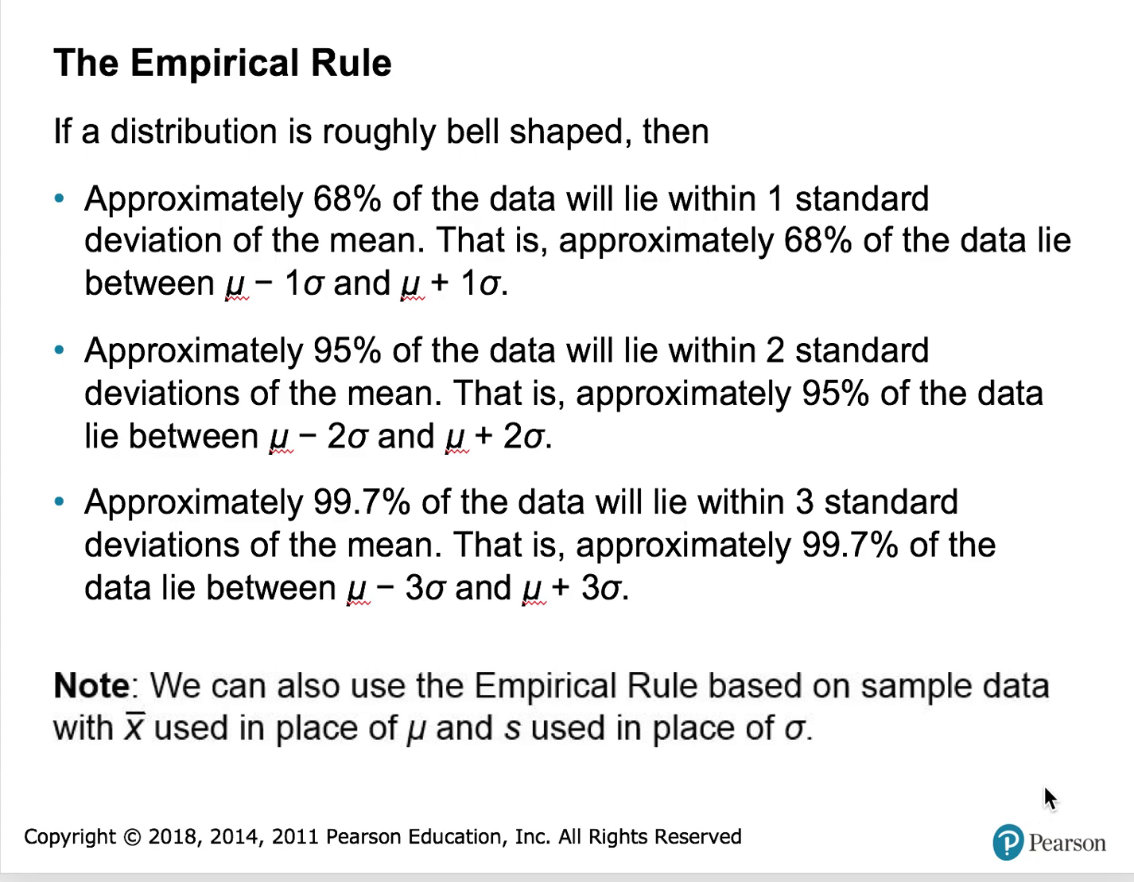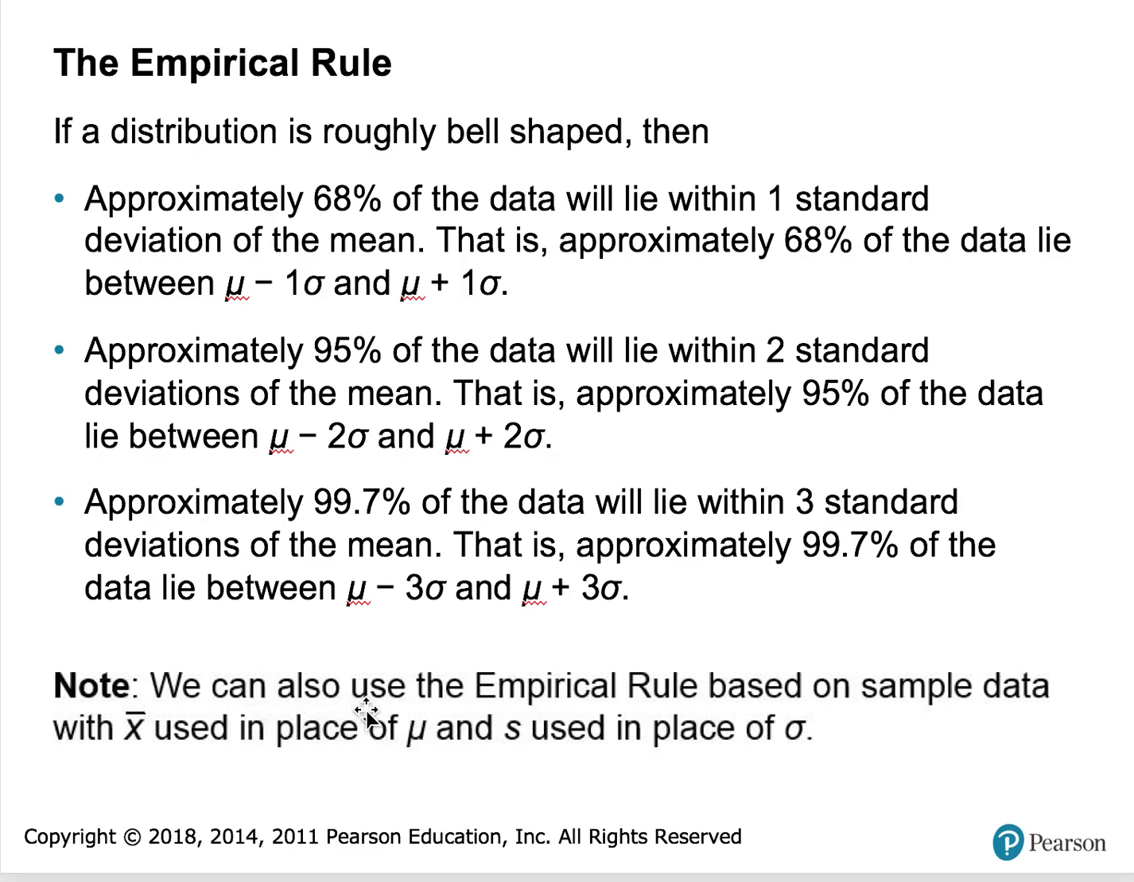Okay, now we have the empirical rule. Notice, if a distribution is roughly bell-shaped, then approximately 68% of the data will lie within one standard deviation of the mean. Approximately 95% will lie within two standard deviations, and approximately 99.7% will lie within three standard deviations.